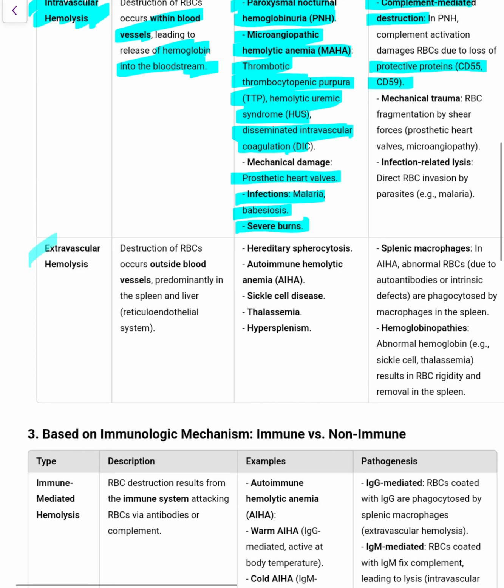As I said, destruction outside the blood vessels, predominantly in spleen and liver. What are the causes? Hereditary spherocytosis, autoimmune hemolytic anemia. Autoimmune hemolytic anemia can occur inside the blood vessels or in the spleen also, mainly in the spleen, because the autoantibodies are going and attaching to the RBCs. Now the spleen detects them as abnormal RBCs and it will start to lyse them. Next is sickle cell anemia, thalassemia, and in the cases of hypersplenism also.